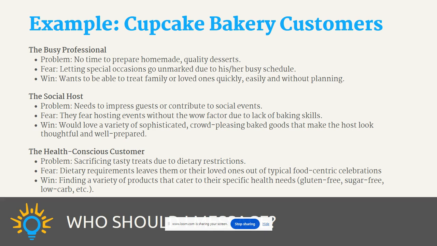And so there's wives, husbands, children, friends, family members that have occasions that are going unmarked because they can't get to it. So the win is to be able to treat family and loved ones quickly, easily, and without much planning. The second one, the social host.